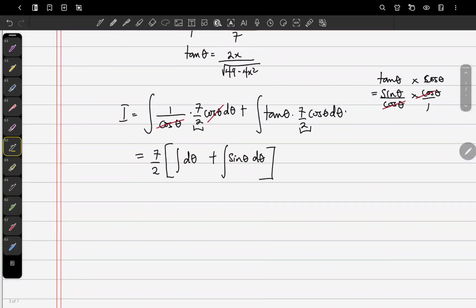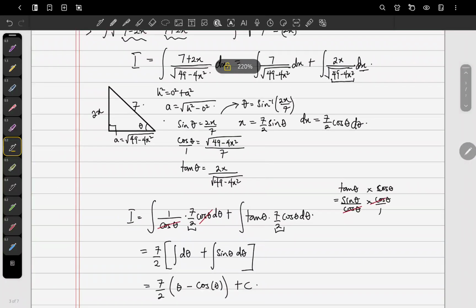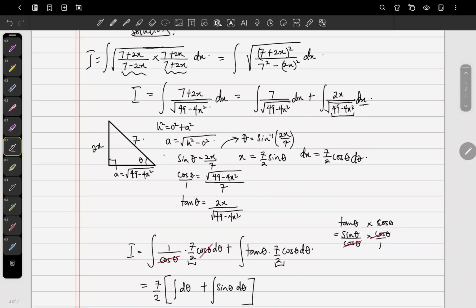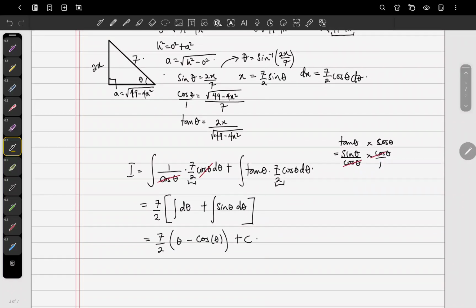Now we are just left with simple integration. So the integral of theta is just theta, and the integral of sine theta is negative cosine of theta plus c. We'll be done if not for the fact that the question was given to us in terms of x, so we need to bring back the x. We need to go back into the x world.